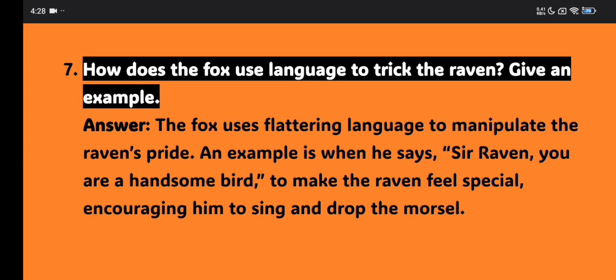Question number 7. How does the fox use language to trick the raven? Give an example. The answer is, the fox uses flattering language to manipulate the raven's pride. An example is when he says, "Sir Raven, you are a handsome bird," to make the raven feel special, encouraging him to sing and drop the morsel.